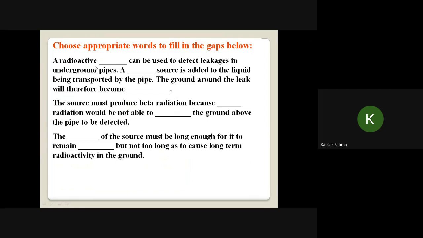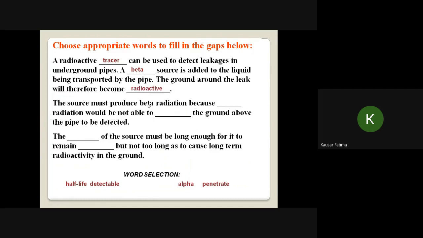Now here are some questions, with the blanks to be filled in from these words. A radioactive dash can be used to detect leakage in the underground pipe. A radioactive, what comes in this? Let's see. Tracer can be used to detect leakage in the underground pipes. A beta source is added to the liquid being transported by the pipe. The ground around the leak will therefore become radioactive.